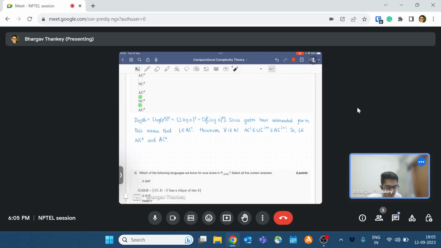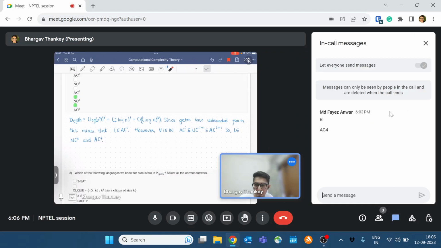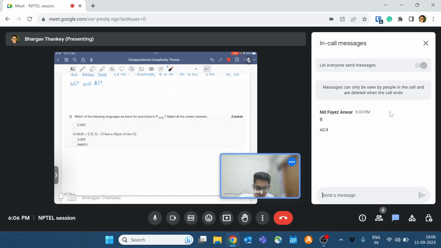Yeah. And have you seen this in class? That in particular ACi is contained in NCi+1? Okay, yeah. So I suppose you have seen this in class, so I don't need to prove this. Okay. Then let's look at the next problem.